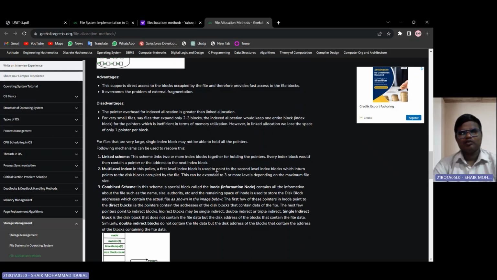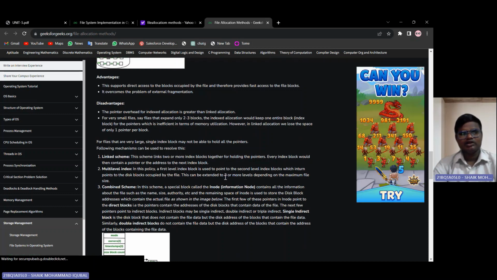The first few of these pointers in the inode point to direct blocks. The last pointers point to indirect blocks. Indirect blocks may be single indirect, double indirect or triple indirect. A single indirect block is a disk block that does not contain the file data, but the disk addresses of the blocks that contain the file data. Similarly, double indirect blocks do not contain the file data but the disk addresses of the blocks that contain the addresses of the blocks containing the file data.